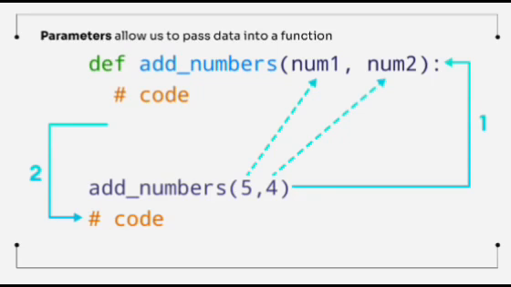Next, parameters allow us to pass data into functions. So here the parameters are 5 and 4. Define add numbers, where number one and number two are 5 and 4. Here the call is add numbers 5 comma 4. The code is marked with a hashtag; this is not defined, it's a notation for understanding purposes only. I have discussed it earlier in the previous video.